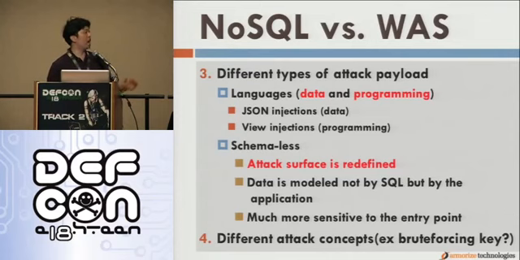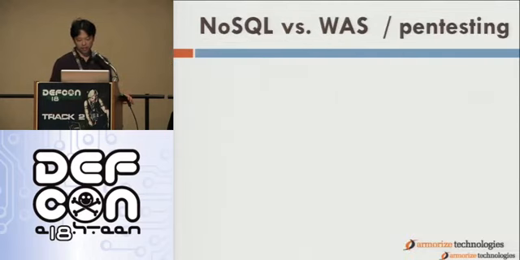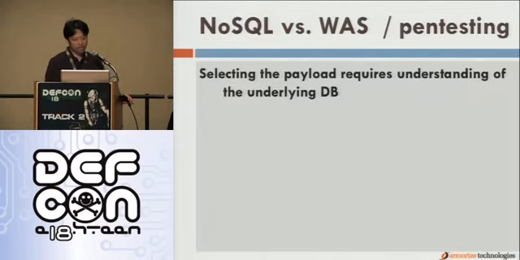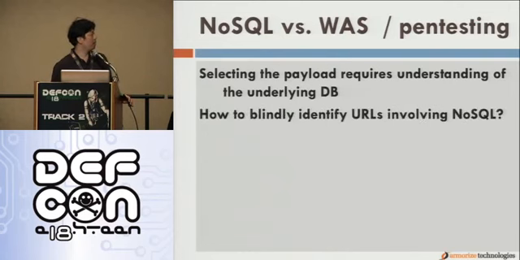And then there are different attack concepts that can be played. For example, brute forcing the key, which is a very valid type of attack, particularly against NoSQL implementations. But are there any web application scanners implementing this type of check? And then, selecting the payload requires understanding of the underlying database. So how do we blindly identify URLs involving NoSQL?